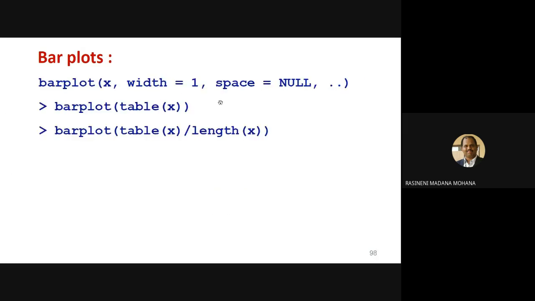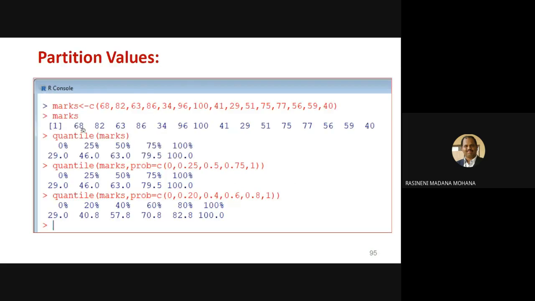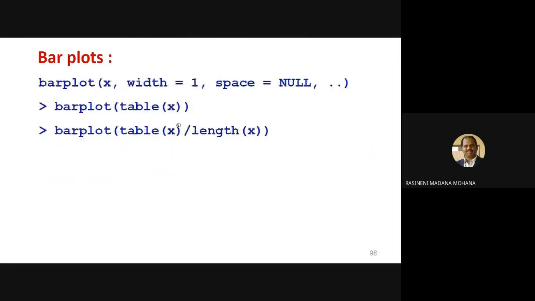The syntax for bar plots is barplot, without space, and within the function brackets the arguments: first x, comma, width equal to, you can specify your width, by default 1, comma, space equal to, by default NULL, etc. Suppose here we created a vector x with some numerical data.